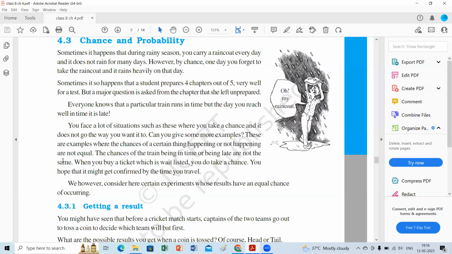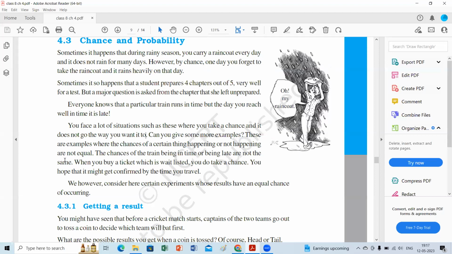But here our question is, what is the probability of getting a full score for her? Is there less possibility or more possibility? Only one major question is asked from the chapter that she did not prepare, and of course one major question may carry 5 marks. What is the probability of getting a full score? Less. Maybe it depends. Maybe half of the question she wrote correctly, or else maybe she guessed. I don't know. But we will see these situations, unpredictable things and predictable things.